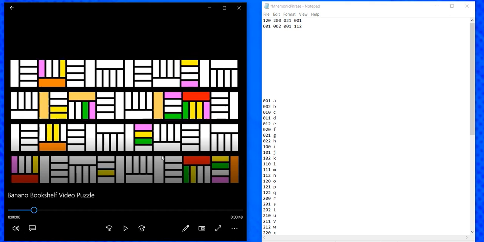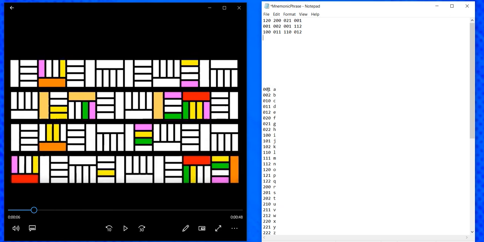Moving along, third pattern, let's see, we have 100. This tan pattern here is 011. And then 110 and 012. Let's keep that there, because eventually these patterns will go to numbers, just like in this grid here where we start with A as 001, then B is 002, 010 is C, so we're basically counting in base 3 all the way up through Z, which is 222. But let's get through the first few of these.